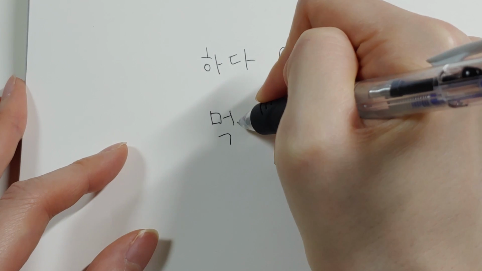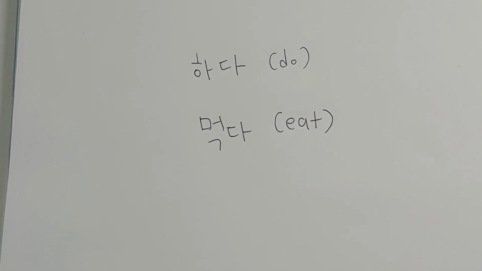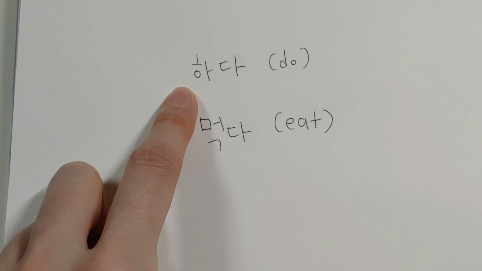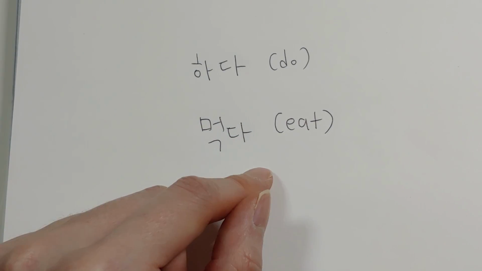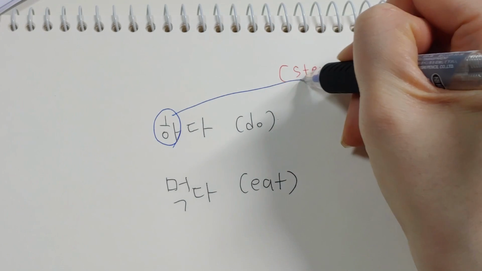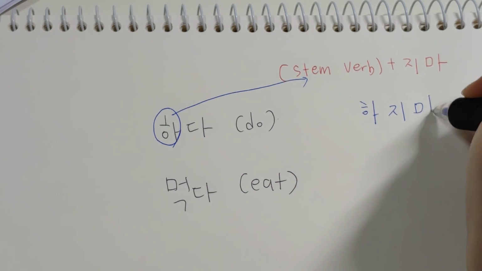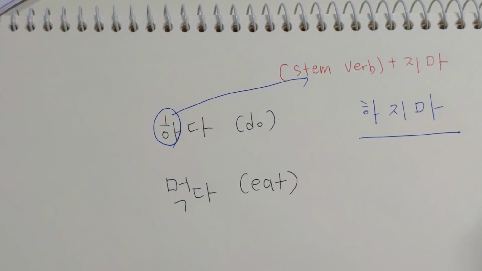먹다 means eat. And when you want to say don't do or don't eat, how should you say it? So you can put the stem verb 하 and then put 지마. 하지마. It means don't do it.